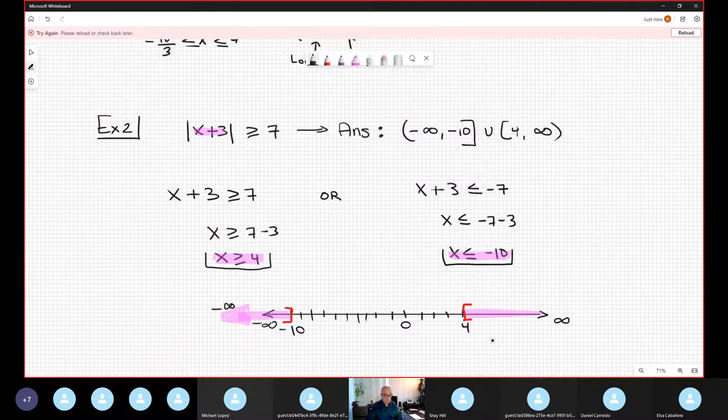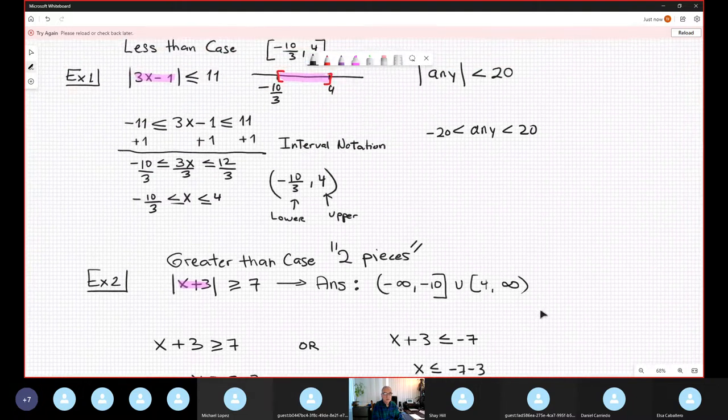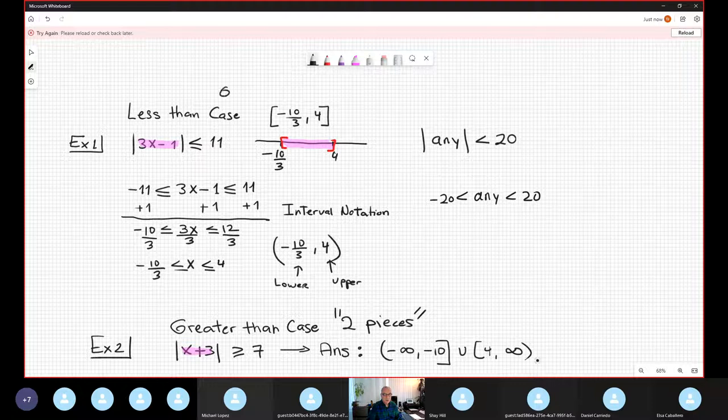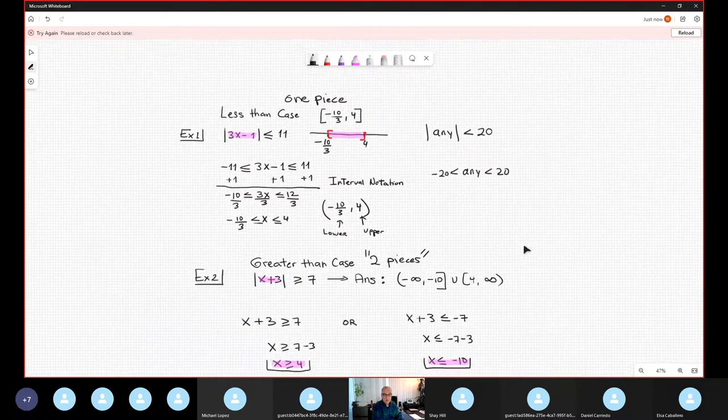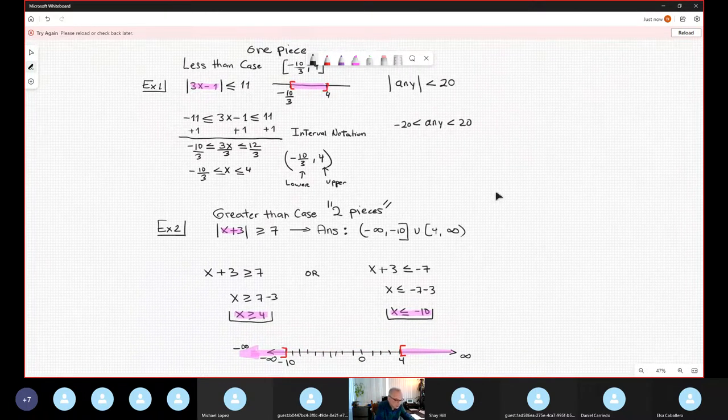Do you understand very well? So, the greater than case contains two pieces. The less than case contains only one piece, so one interval. Either way to call it, they say, well, only one interval, only one piece. The majority of students do well with less than, but greater than they don't remember, don't understand. And if they copy only one piece, immediately I put a zero on this question.